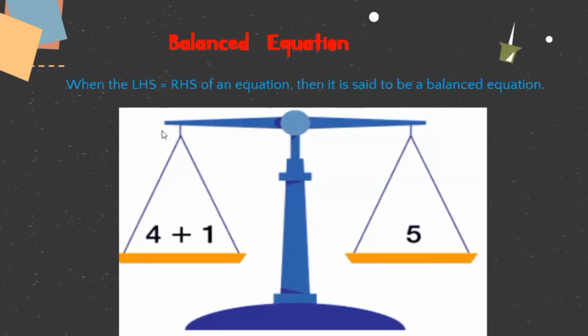Now, balanced equation. What is a balanced equation? When the LHS and RHS of an equation are equal, meaning the value of LHS and the value of RHS are both the same, in that case it is called a balanced equation. You can see here 4 plus 1 will be 5 and the right hand side is also 5. So the value of the left hand side is 5 and the right hand side is also 5. So this is called a balanced equation.